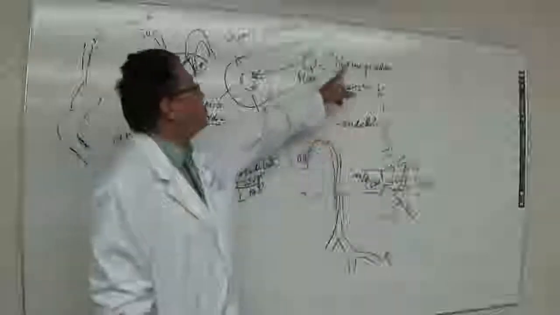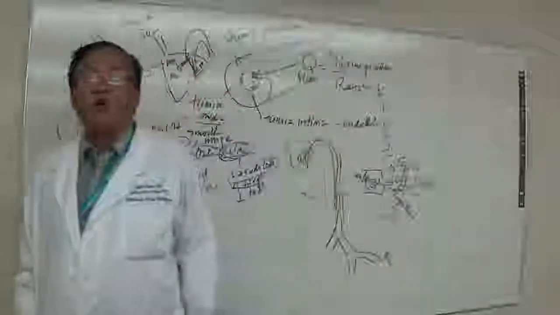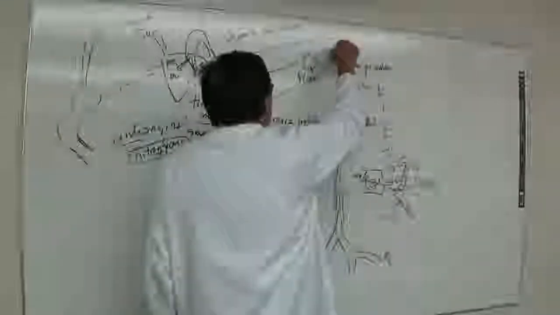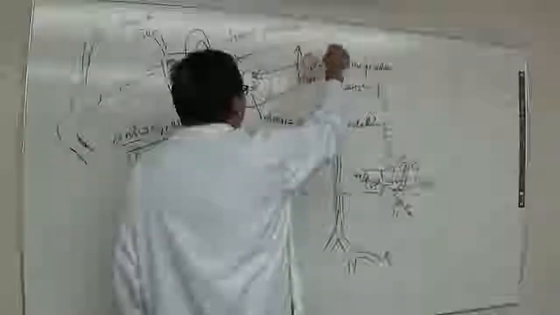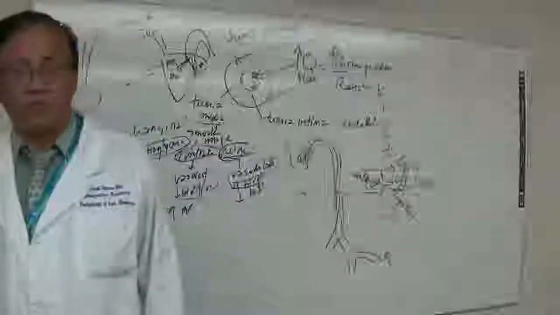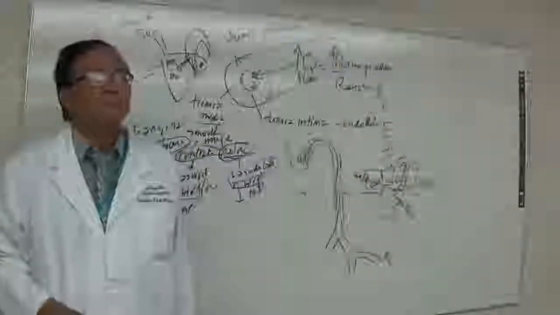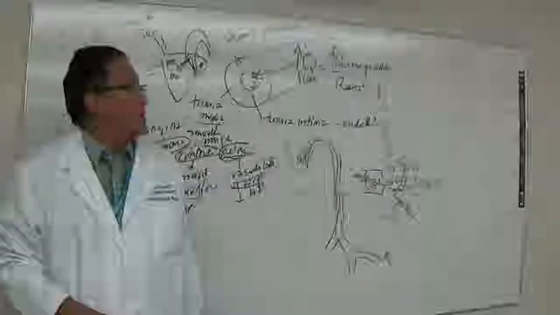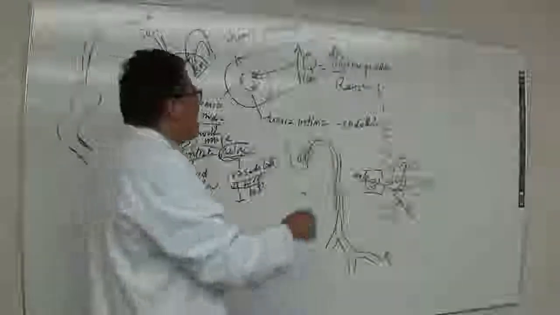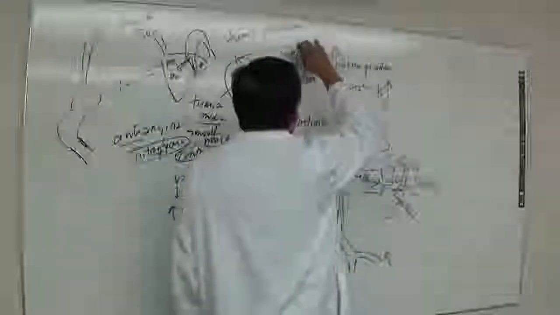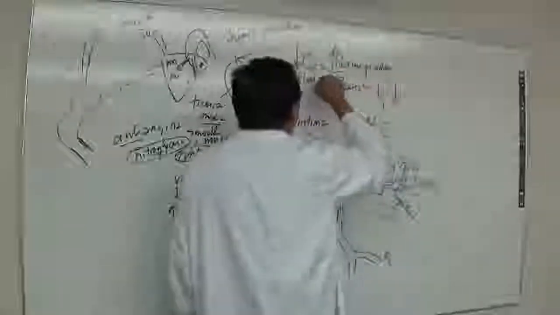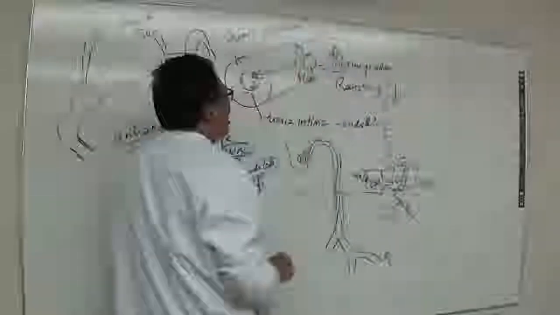What is the relationship between pressure gradient and blood flow? Inverse or direct? Direct relationship means if you increase the pressure gradient, what happens to the blood flow? If you decrease the pressure gradient, what happens to the blood flow? Remember that. A direct relationship. What about resistance and blood flow? Inverse, which means if you increase the resistance, what happens to the blood flow? Decreases. On the other hand, if you decrease the resistance, what happens to the blood flow? Increases. There you go.